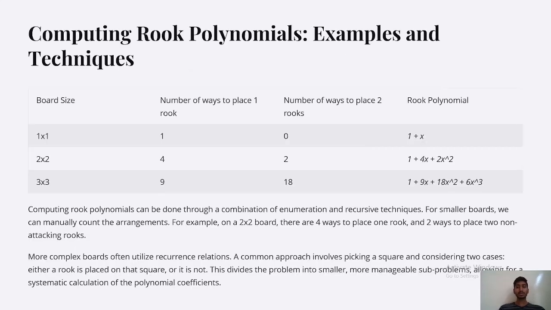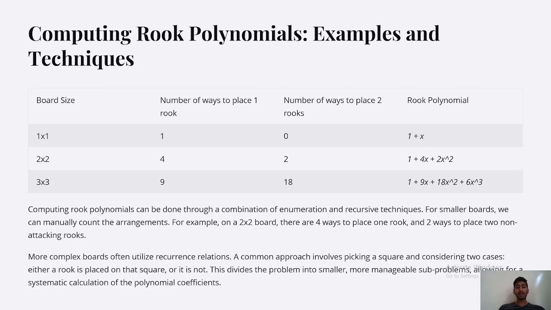Computing the rook polynomial: examples and techniques. This is an example where we take a board size, the number of ways to place one rook, the number of ways to place two rooks, and the rook polynomial. Computing a rook polynomial can be done through a combination of enumeration and recursive techniques. For small boards, we can manually count the arrangements.